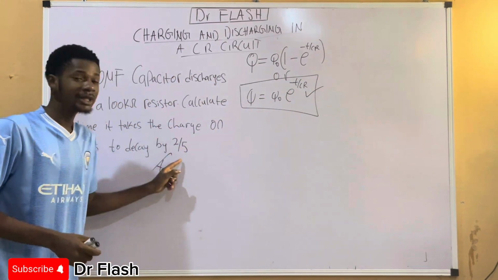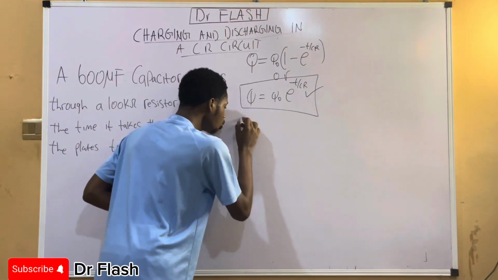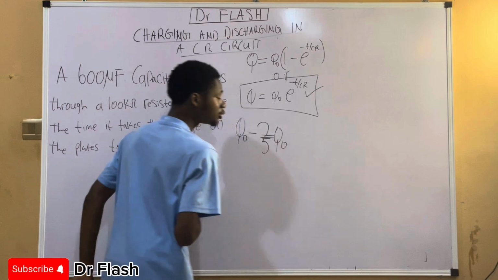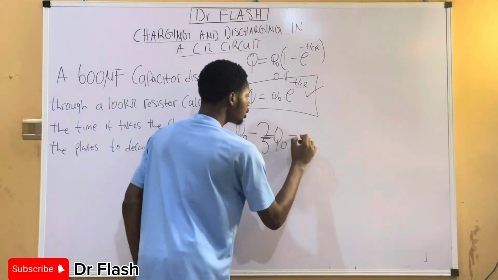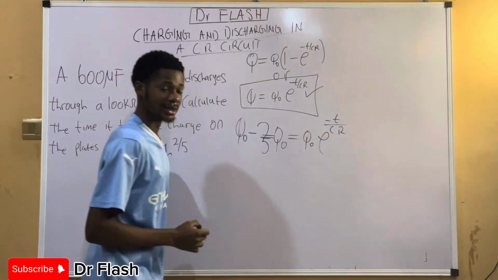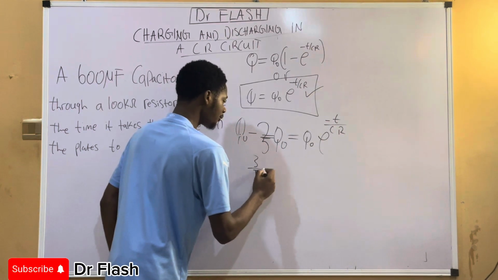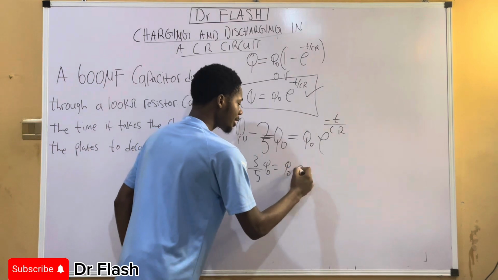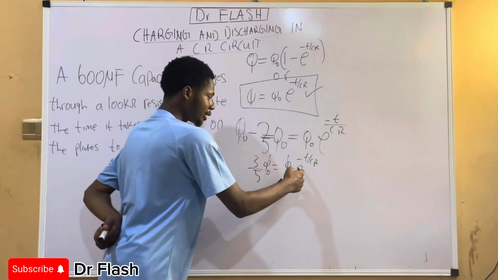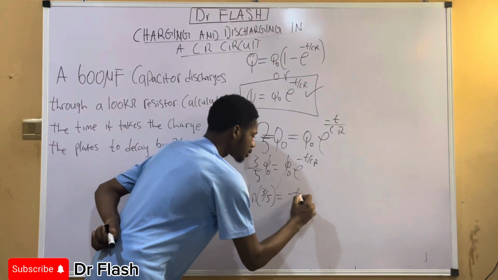Now you are being told that it decays by. So in this case, we are going to have the value of Q to be Q naught, which is the initial value, minus 2/5 of this same initial value. And then this will be equal to Q naught exponential minus T over CR. We are asked to find time, right? Now, when you subtract this, you get 3/5 Q naught, and this is equal to Q naught exponential minus T over CR. Now, Q naught cancels out Q naught. So we are left with taking the ln on both sides. We are going to have ln 3/5 is equal to minus T over CR.